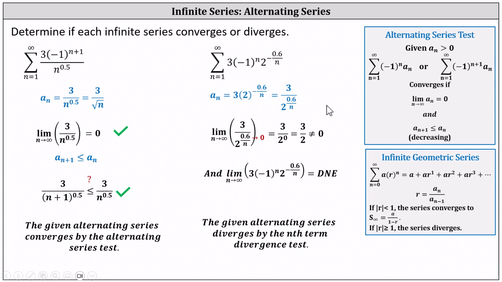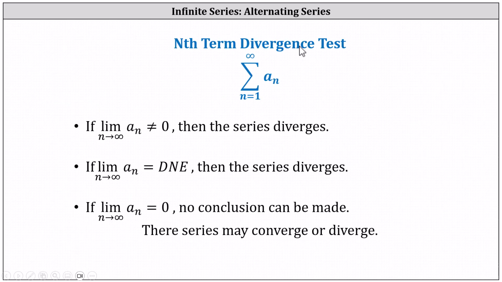Before we go, remember, when applying the nth term divergence test, if the limit as n approaches infinity of a sub n doesn't equal 0 or doesn't exist, this does indicate the infinite series diverges.